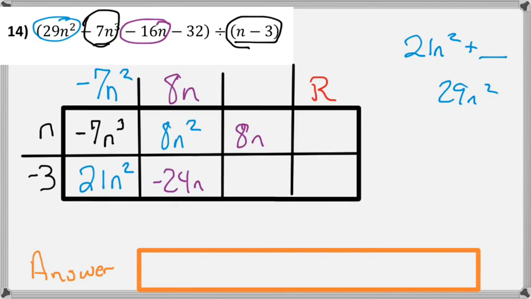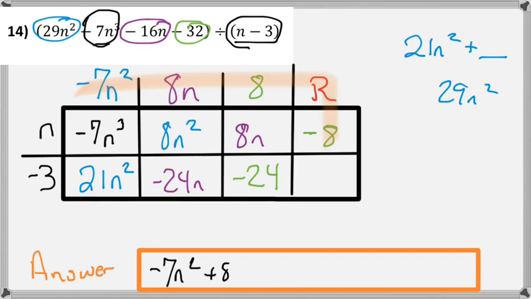And then I'm going to divide, and that gives me 8. 8 times 3 is -24. -24 plus what is going to give me -32, and that would be a -8. And so again, this L, or that sideways L, is what's going to help me get my answer. And so -7n squared plus 8n plus 8. And that remainder is negative, so a -8 divided by n minus 3.